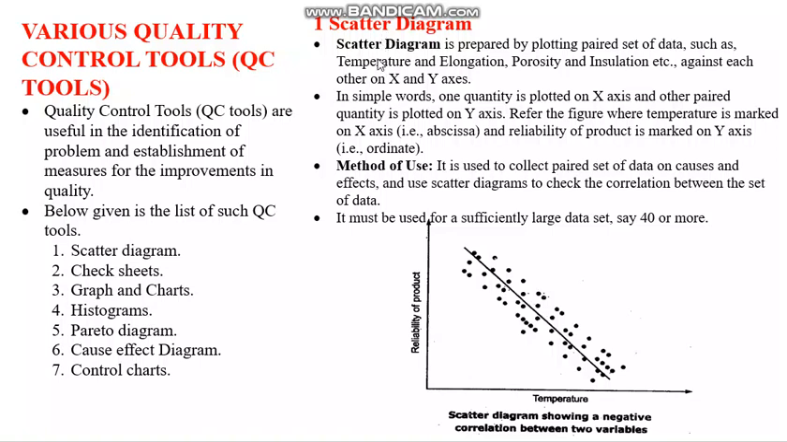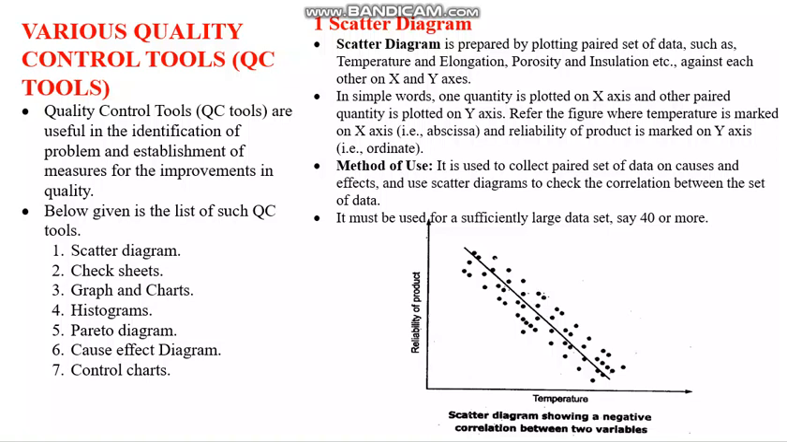Now let us see them one by one. First, let us start with the scatter diagram. An example is given. Here there is a plot in which temperature versus reliability of the product is plotted. The temperature is taken on the x-axis, which is called the abscissa, and the y-axis is the reliability of the product, which is the ordinate.